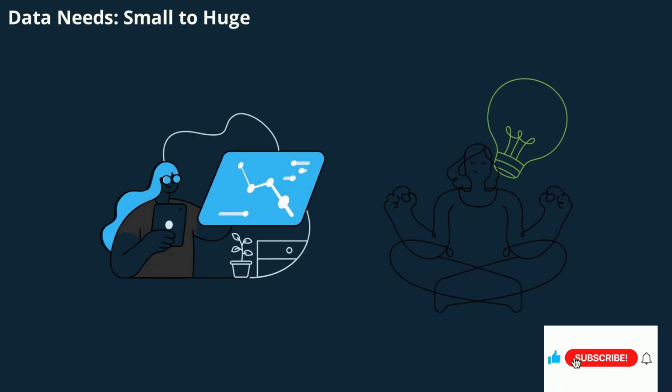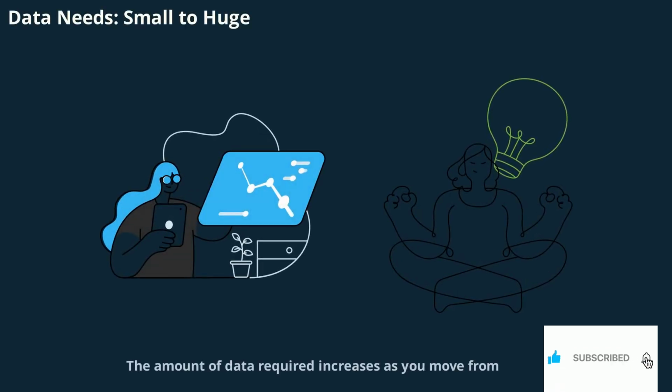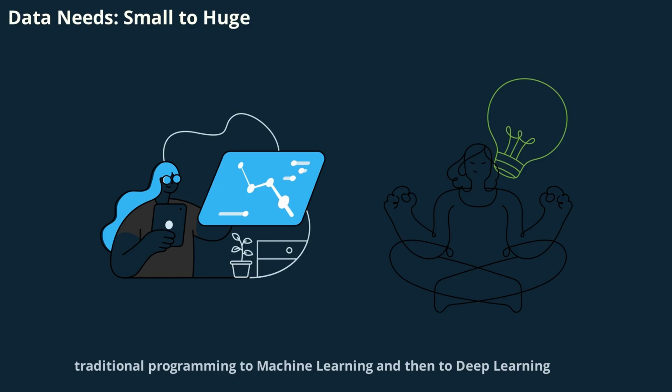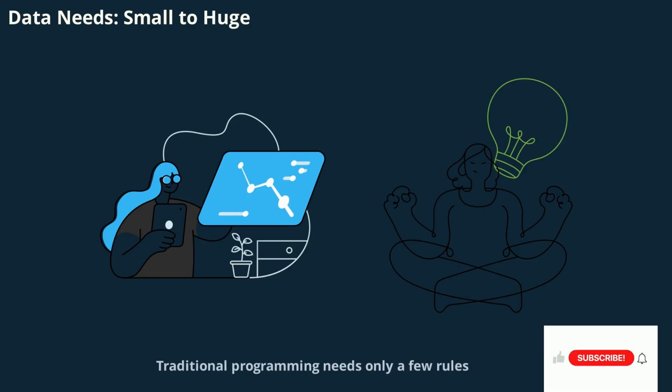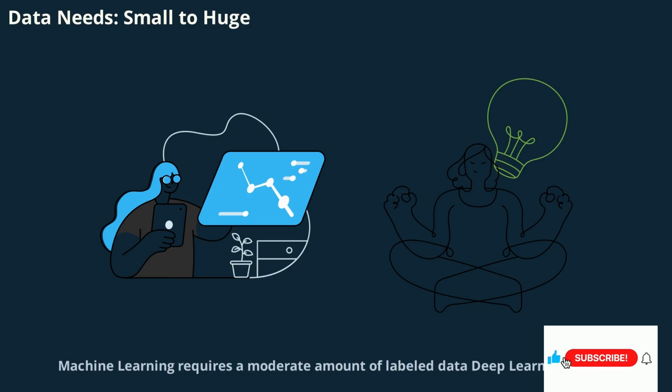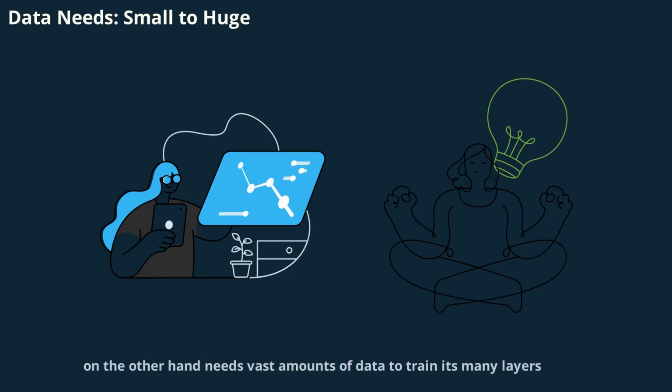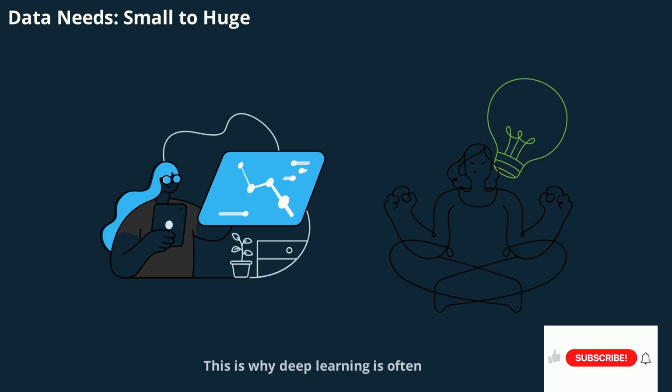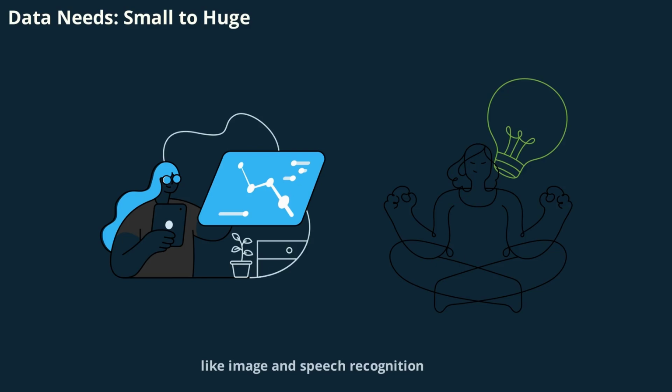The amount of data required increases as you move from traditional programming to machine learning and then to deep learning. Traditional programming needs only a few rules. Machine learning requires a moderate amount of labeled data. Deep learning, on the other hand, needs vast amounts of data to train its many layers. This is why deep learning is often used in fields where large datasets are available, like image and speech recognition.